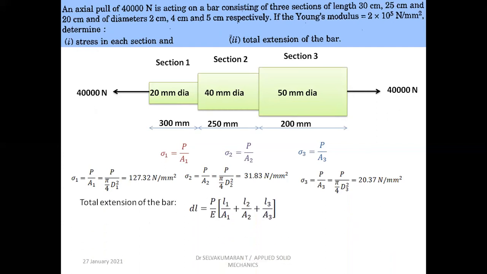Then how to find the total extension of the bar? It is given by delta L is equal to PL by AE is the formula. Since we have three sections, we are having three terms here. E is constant, it is made up of a single material. So P by E we have taken outside: L1 by A1 plus L2 by A2 plus L3 by A3. Or else we can write like this also, taking P inside: P by A1 is nothing but sigma 1, P by A2 is sigma 2, P by A3 is sigma 3. We can write the equation in terms of stress also. So delta L, the total extension or total elongation of the bar, is 0.25 millimeter.